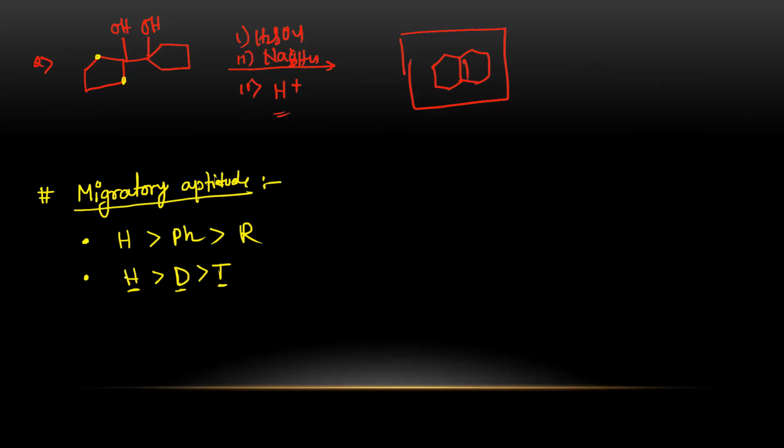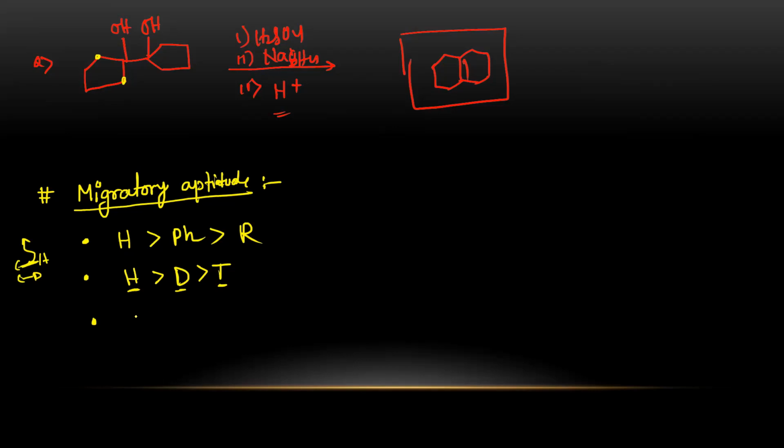Another reason also is stretching frequency. The carbon-hydrogen bond is longer, the carbon-deuterium bond is shorter. So this bond, as it has a lower stretching frequency, is longer and very weak, so it can easily break and migrate. Next one, the next rule you have to follow.